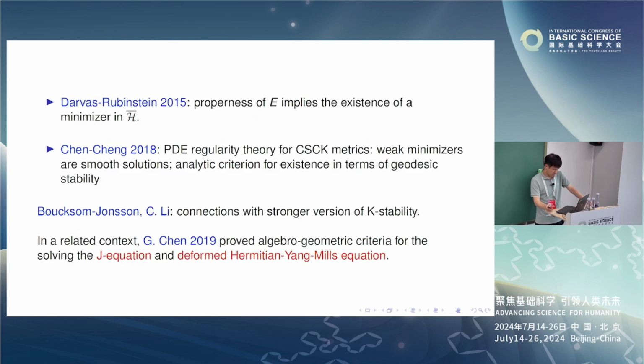So I think I will skip this. In particular, there's a result of Chen and Chen that shows that essentially there's an analytical criterion for the existence in terms of geodesic stability, and there are works relating this to stronger notions of K-stability.